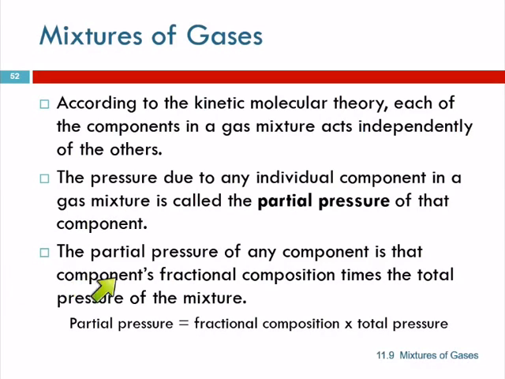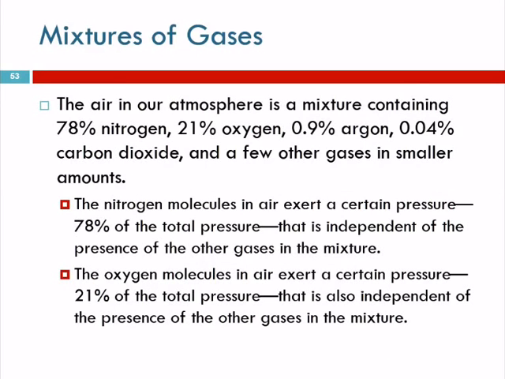The partial pressure of any component is that component's fractional composition times the total pressure of the mixture. So if you have two gases and half is neon and half is helium, half the pressure will be from neon and half will be from helium.